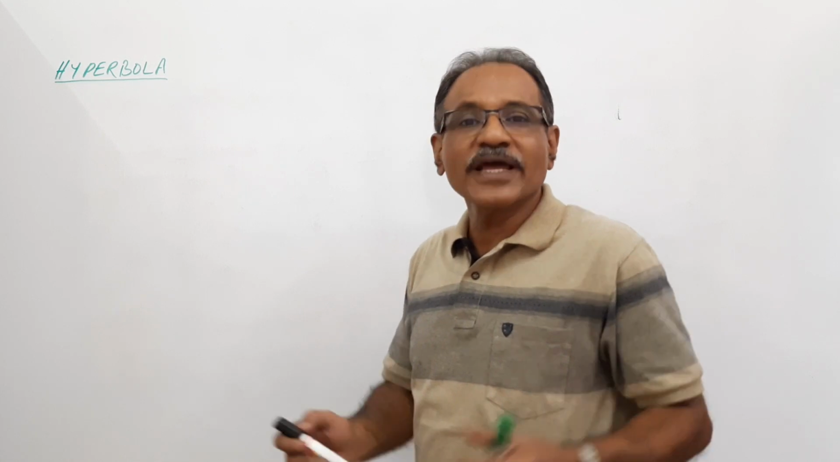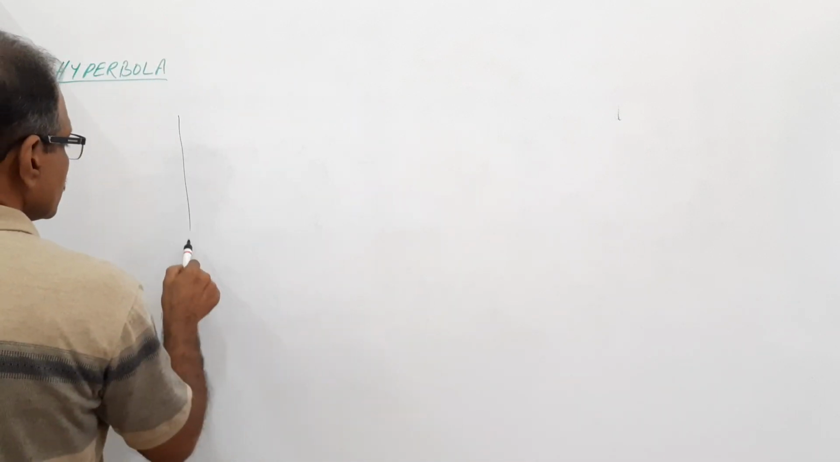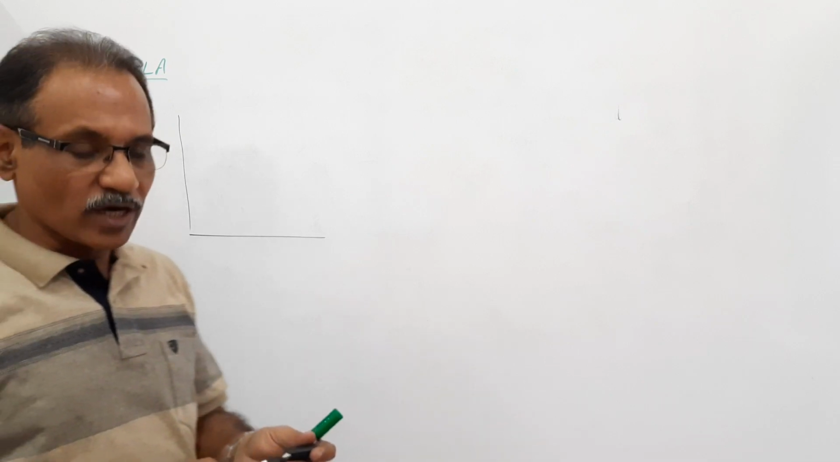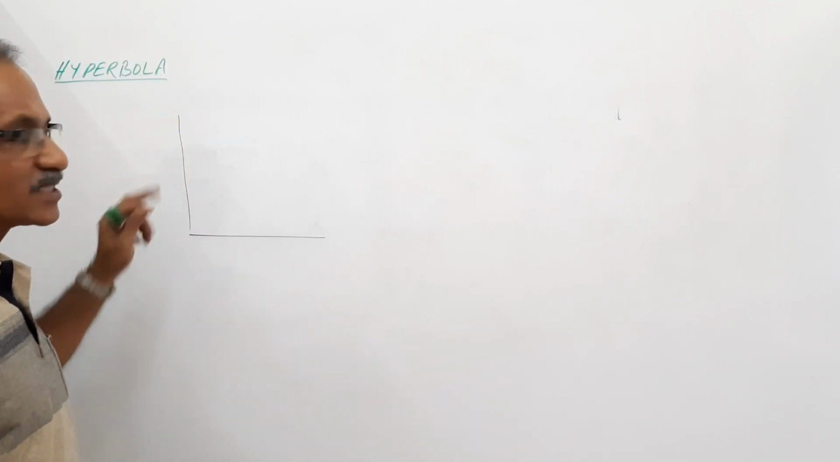Students, we are again going to see hyperbola, to draw a curve when a point on the curve is given. When the two axes are at 90 degrees, we call it a rectangular hyperbola. And these two are called axes.